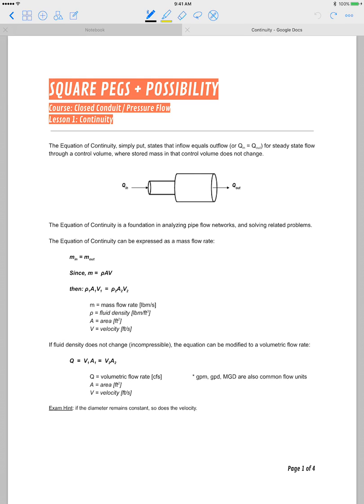If we assume that the mass in equals the mass out, and mass is the density of a fluid times the cross-sectional area of the pipe's flow and its velocity, then density times area times velocity in is going to equal density times area times velocity out. However, if the fluid density does not change, or if it is an incompressible fluid, the equation can be modified to a volumetric flow rate: Q in equals Q out, or the velocity times the cross-sectional area in equals that of out.